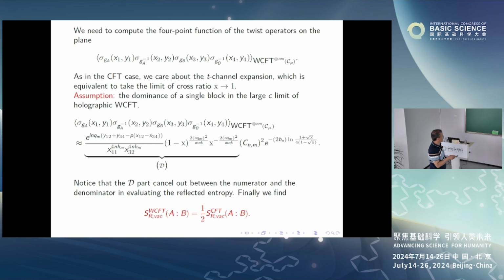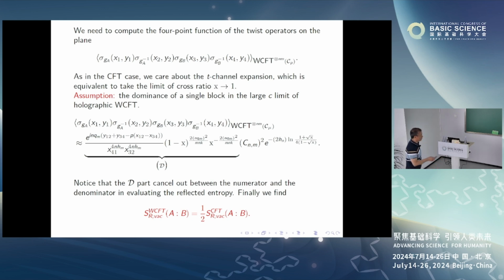So this capital D part. We see that in the computation there is a dominant part in the numerator and a dominant part in the denominator, and this part gets cancelled between the numerator and the denominator in evaluating the entanglement entropy. Finally, you will see that in the holographic warped CFT case, the entropy of A and B is only 1/2 of the A and B entropy in CFT.